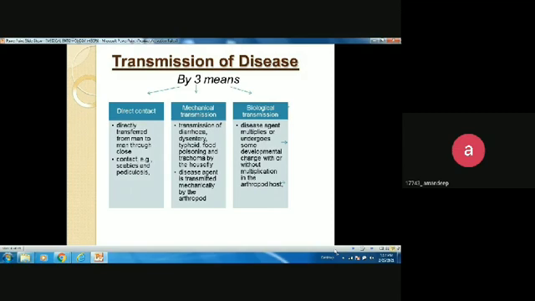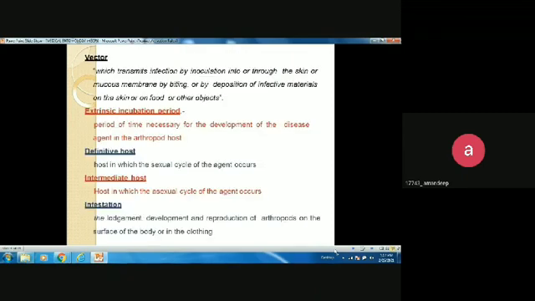Third one is biological transmission. In biological transmission, the disease agent multiplies or undergoes some developmental change with or without multiplication in the arthropod host. Now, there are a few definitions of some of the common terms. First is vector. Vector transmits infection by inoculation into or through the skin or mucous membrane by biting, or by deposition of infective materials on the skin or on food or other objects.